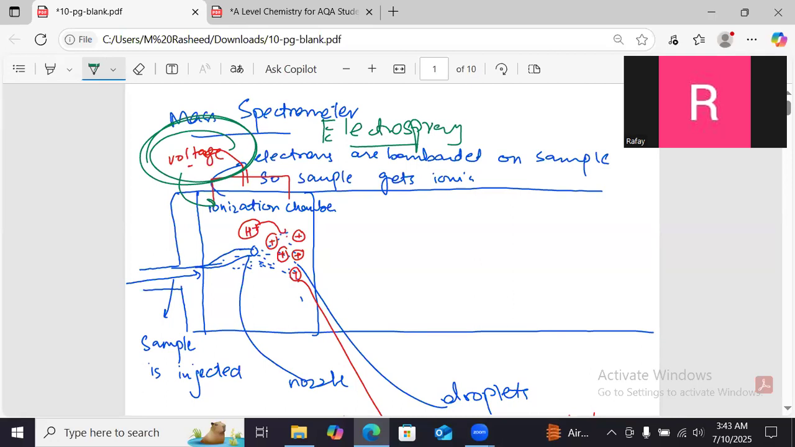So there is a difference between electrospray and electron impact. The one that you were telling, that was electron impact.